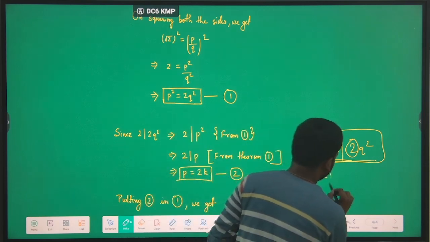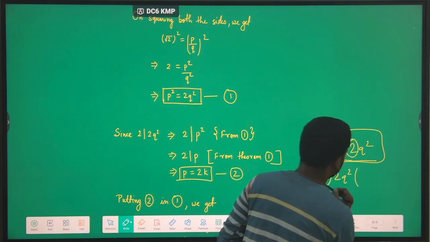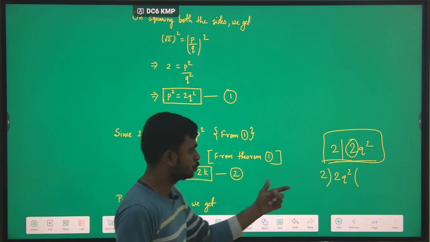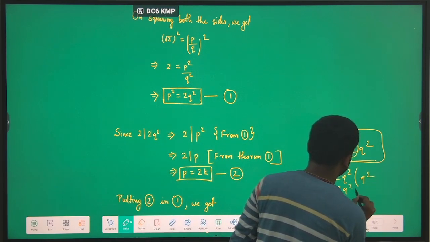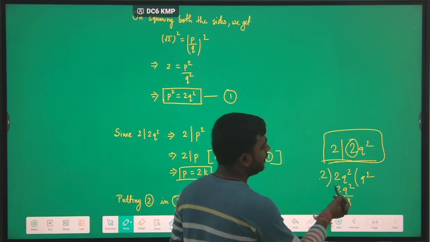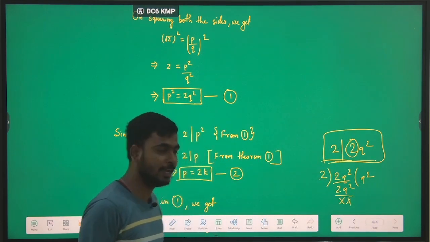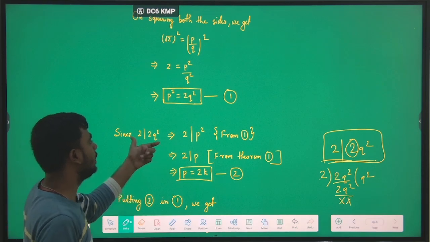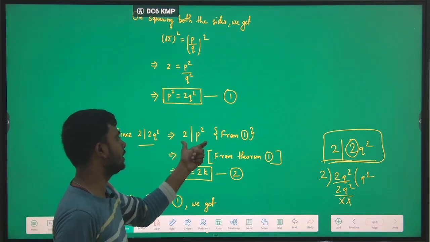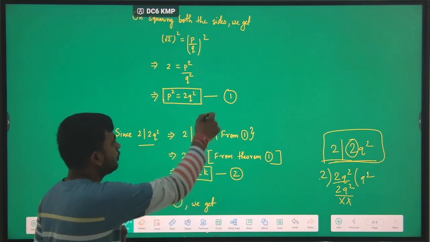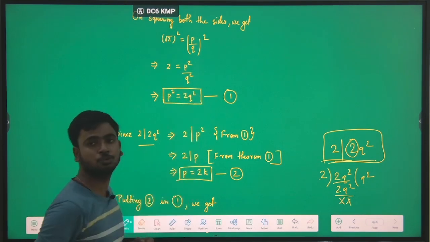Let us suppose what I am trying to say, 2 is trying to divide 2q square. So when we multiply this 2 with q square, what we will get? 2q square. So 2 can divide 2q square. Okay. So we are getting 2 will divide 2q square. If 2 is dividing 2q square, what it means? 2 will divide p square from equation 1. p square is equal to 2q square.